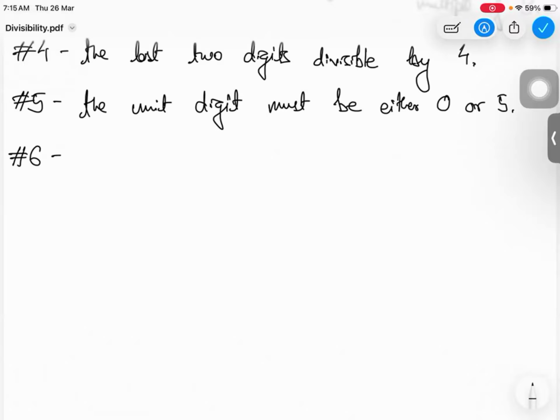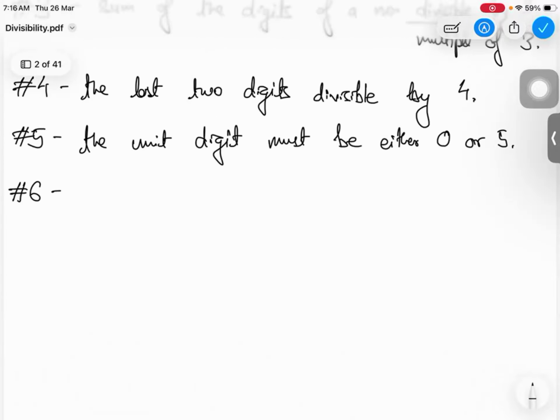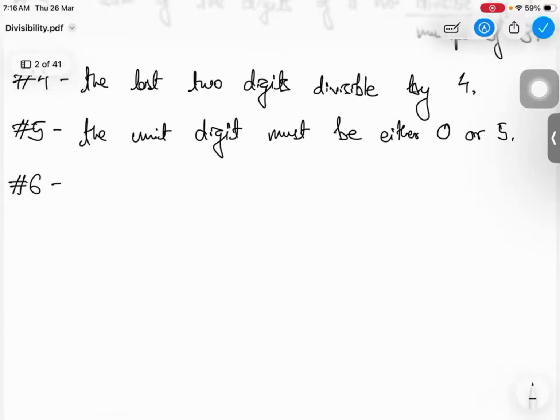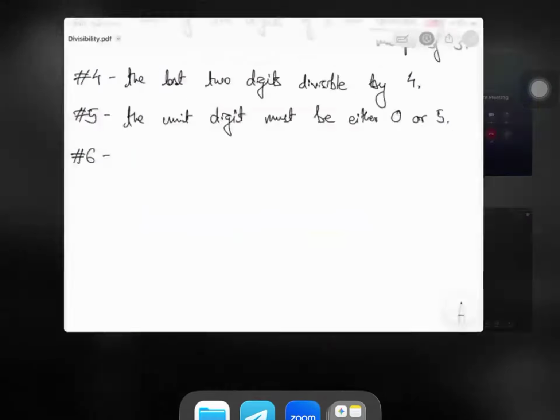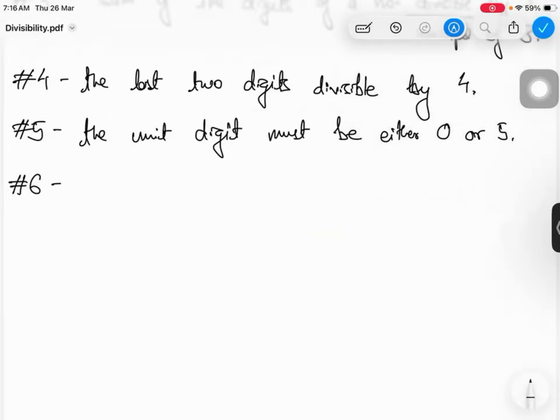What about divisibility of 6? There is some noise coming, guys. Can I mute the person? All right, cool. Okay. What about divisibility of 6? Does anyone remember?